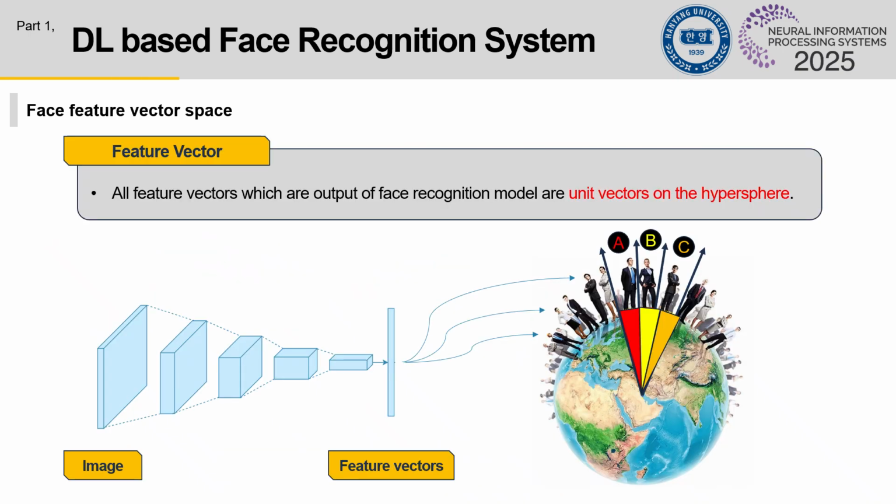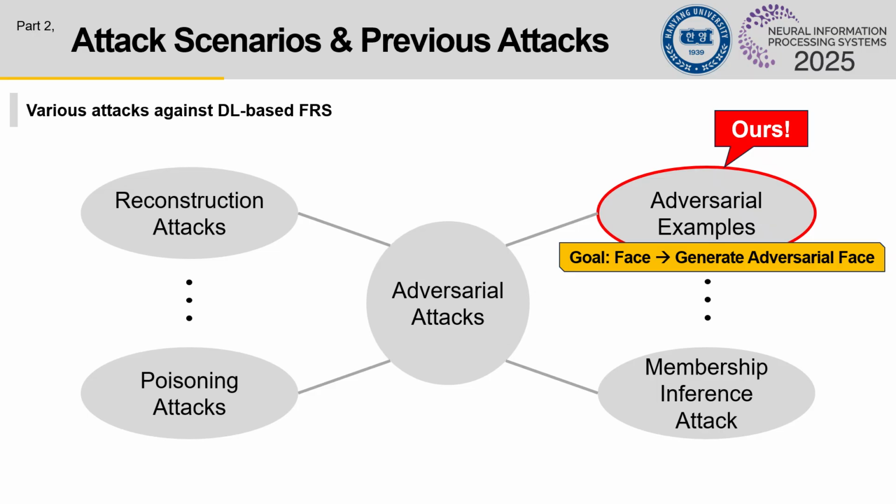Therefore, all face feature vectors from many images are spread on the hypersphere. Moreover, images of the same identity will cluster together on the hypersphere, while different identities are separated by some angular distance. Modern FRSs based on deep learning can be vulnerable to multiple types of attacks. In this paper, we focus on adversarial examples. Our goal is producing a face image that looks innocuous but is recognized as another specific person by the system.